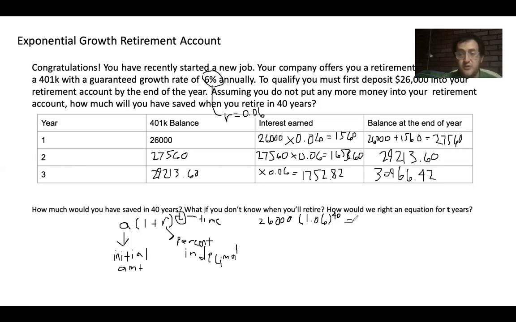And you end up with $267,429, about. So all that from just having your money sit there in a retirement account and not being used.